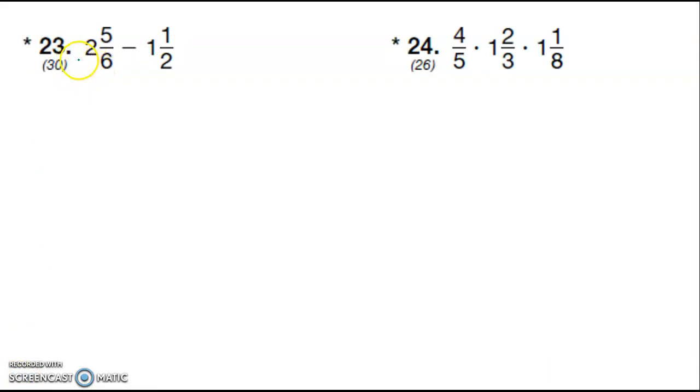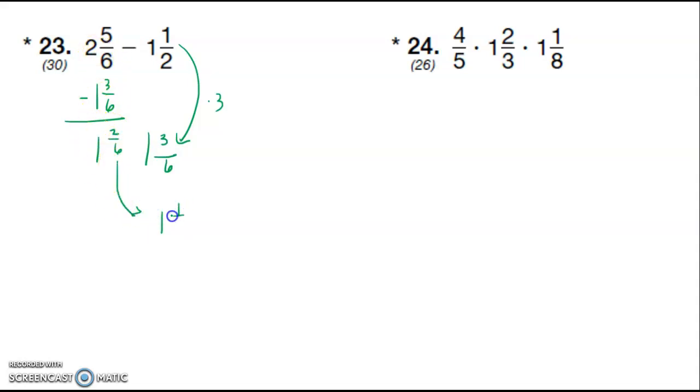Okay, let's see. So this one we're going to keep. And then this one I need to have a denominator of 6, so that's times 3. So this is going to be minus 1 and 3, 6. 5 minus 3 is 2, 6. That's 1, and then I have to reduce to 1 1/3. And I need a new color.